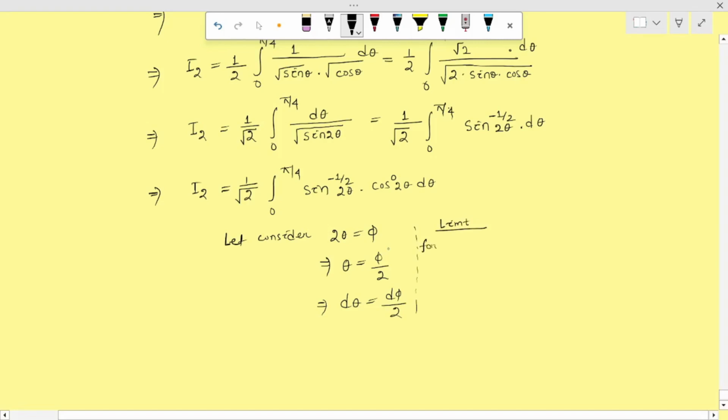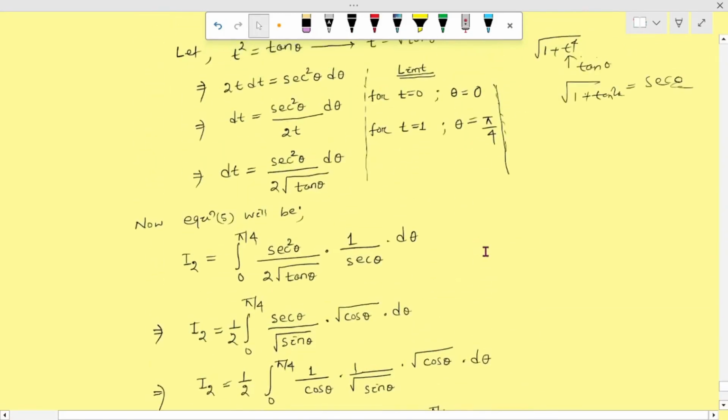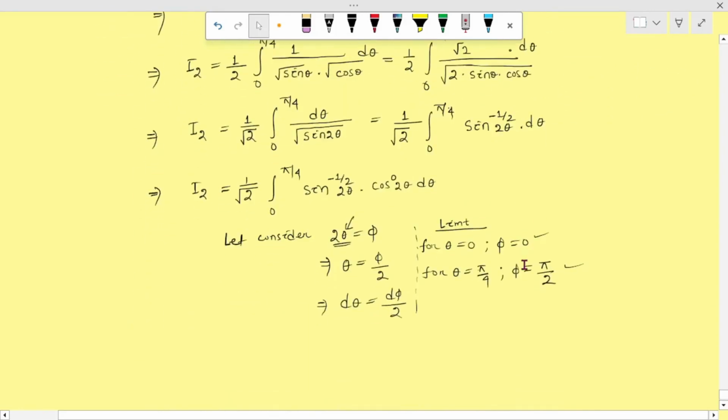For theta equal to 0, phi will be how much? Here you can see if theta is 0, phi is also 0. For theta equal to pi by 4, phi will be equal to how much? If I substitute theta equal to pi by 4, then phi will be pi by 2. Okay, so the new limits are lower limit 0, upper limit pi by 2. Let us name this equation number 6.